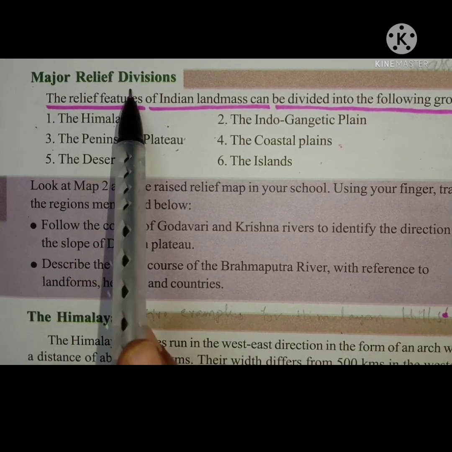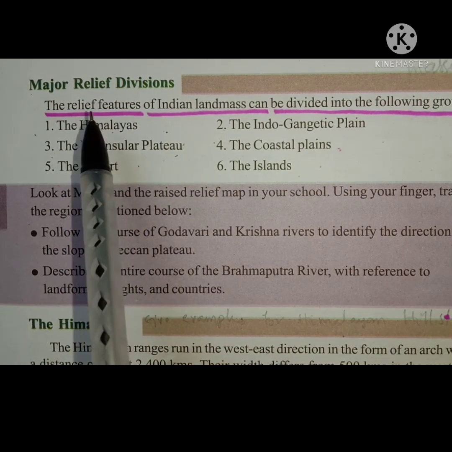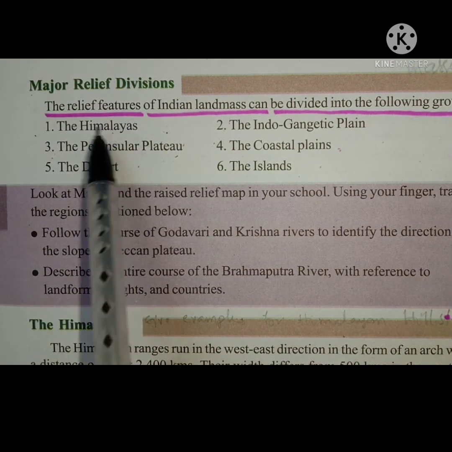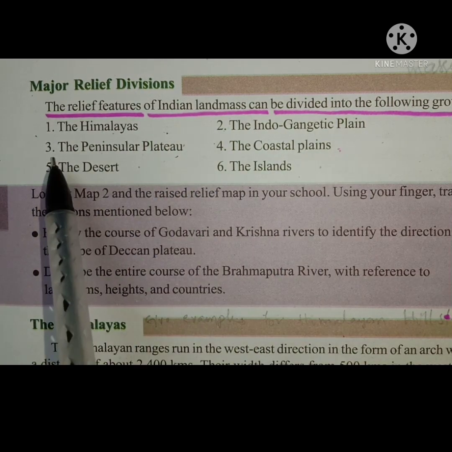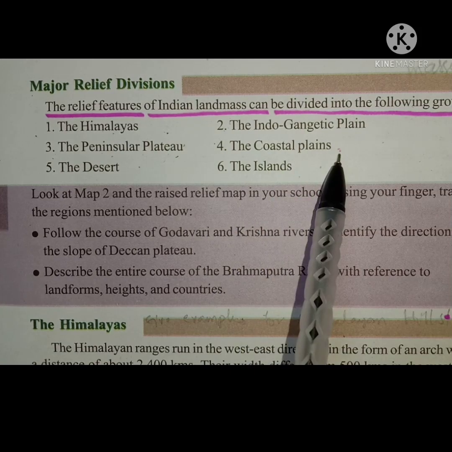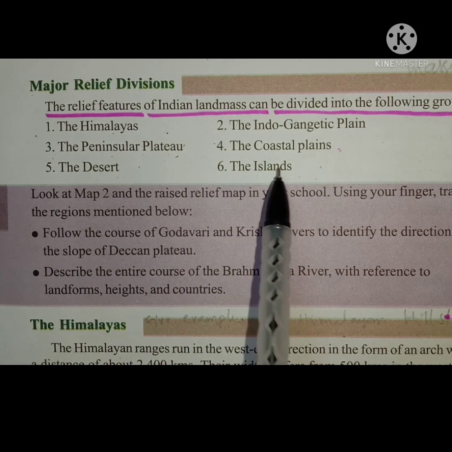Next, major relief divisions. What are the major relief divisions of India? The Himalayas, the Indo-Gangetic plains, the peninsular plateau, the coastal plains, the desert, and the islands. This is a 2 marks important question.